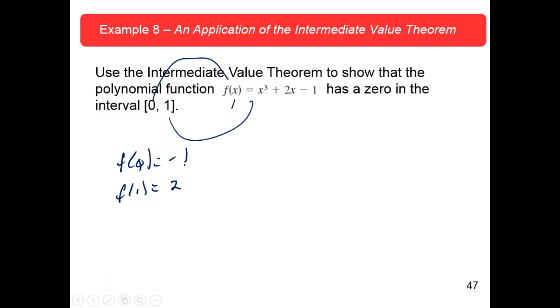Guess what? By the intermediate value theorem, since this is what kind of function? A polynomial function. It's continuous everywhere, including between 0 and 1, including 0 and 1, a closed interval. So, since it's negative here and positive there, there's got to be at least one zero. Does that tell you how to find the zero? No. It just tells you it exists. It's an existence theorem.